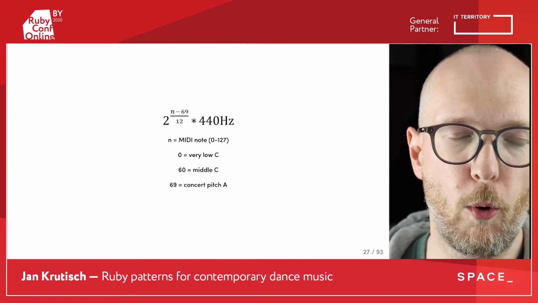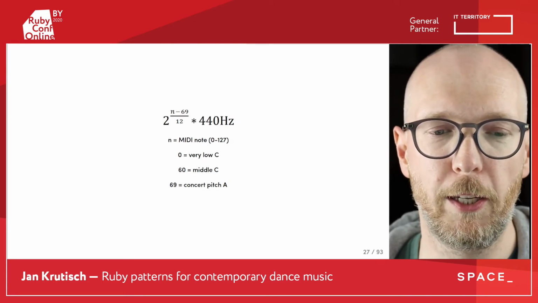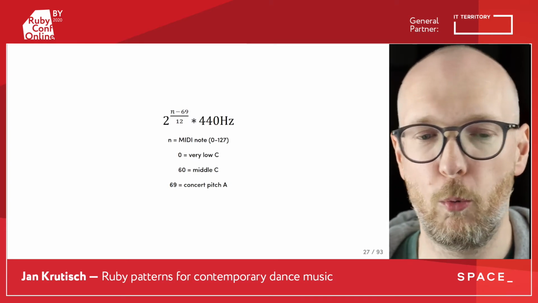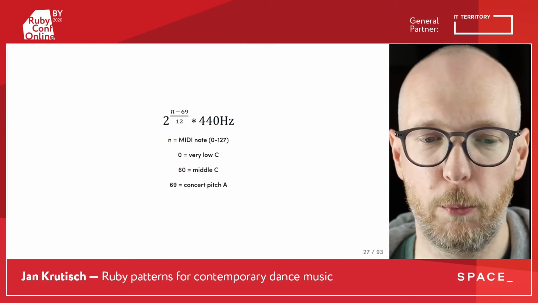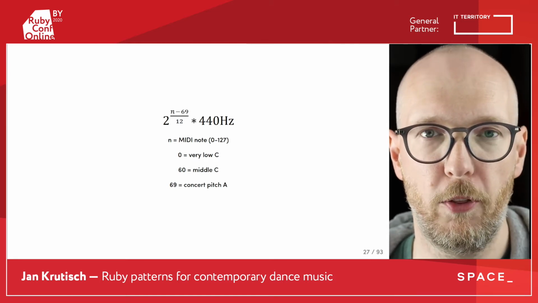If you want to know how to get a frequency for a certain note, you can use this formula. You just plug in a number, and the number is a so-called MIDI note. 0 would be a very low C, 60 would be the middle C, and 69 is the concert pitch A, and that's how you end up with this formula.